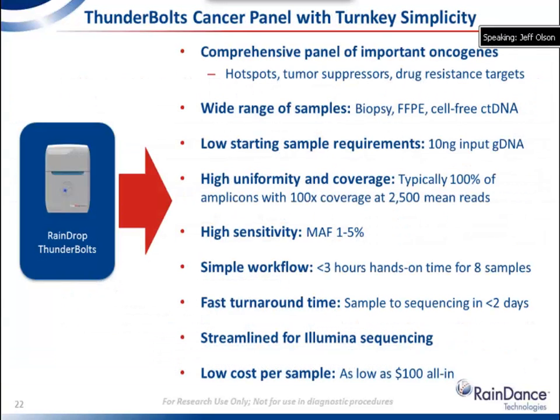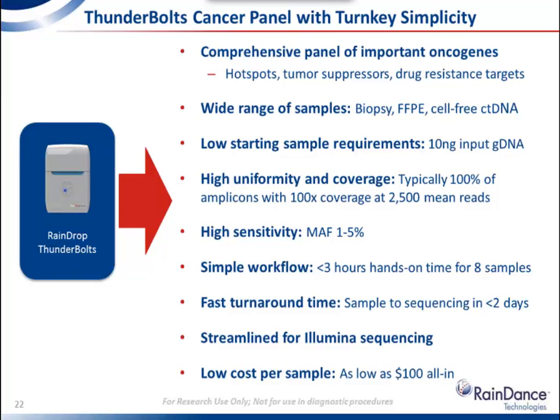So in summary, the ThunderBolts Cancer Panel is a comprehensive cancer panel of important oncogenes. It covers hotspots in cancer, tumor suppressors, drug-resistant targets, driver mutations. There's a wide range of samples: biopsies, fine needle aspirates, FFPE DNA, cell-free circulating tumor DNA. It works for almost every sample we've ever tested. There's a low starting sample requirement, as little as 10 nanograms of input DNA. As you can see, there are occasions where you go lower than that and still get good results.